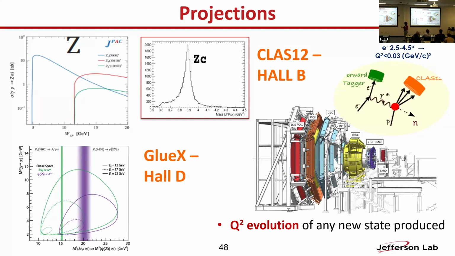We have a program for CLAS12 and for GlueX as well. With the forward tagger in CLAS12, we can also study the Q square evolution of these states to have a better understanding of their nature. But we can have this only with 22 GeV. We cannot access this with 12 GeV.